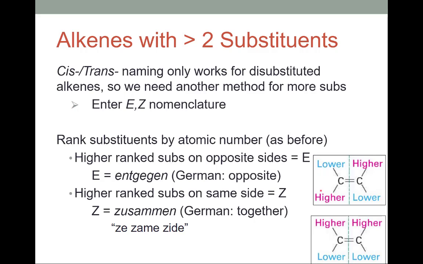And then once we've ranked them, we'll see that each carbon has a lower and a higher ranked. If those 2 higher ranked groups are opposite each other, we're going to put the prefix E. And if those 2 higher ranked groups are on the same side as each other, we're going to use the prefix Z. And a lot of chemists will say it stands for Z same side. However, it probably doesn't. Here are the German words. So the EZ system can always be used.